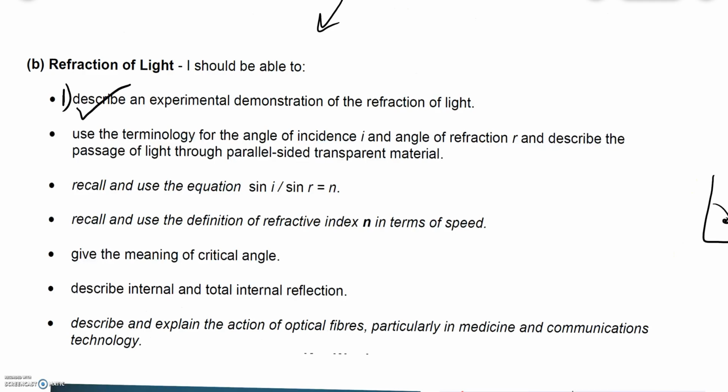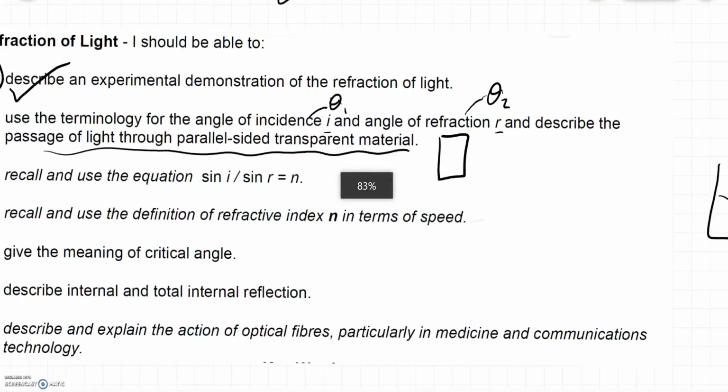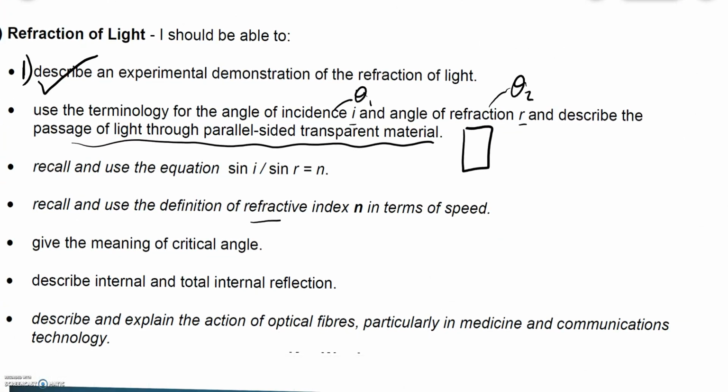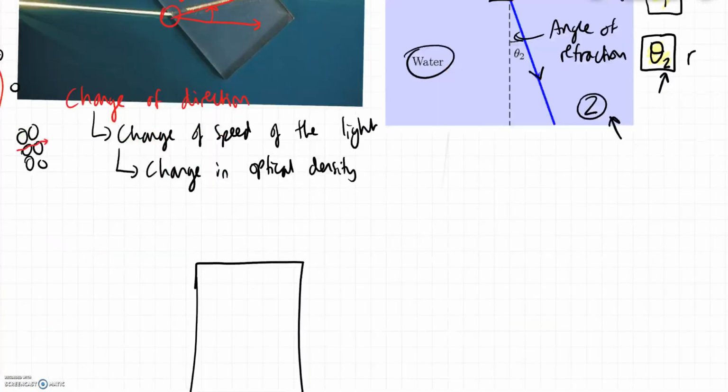So we've talked about experiments, and we've introduced you to this terminology. Remember, we're using this symbol and this symbol. You can use I and R as they do in your syllabus, but it can get more complicated. It says describe the passage of light through a parallel-sided transparent material. That just means a glass block that looks like that. So we'll just talk about that, and then we'll come on to these equations here and a definition of the refractive index, which is n. So zoom out and go down here.